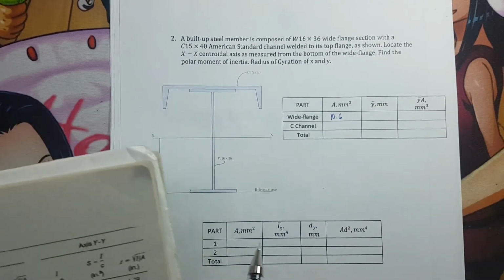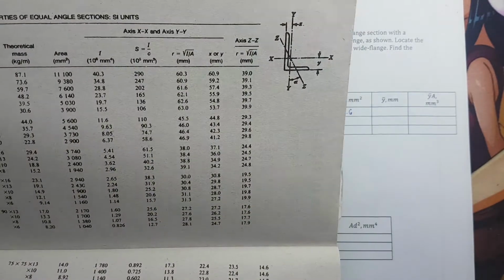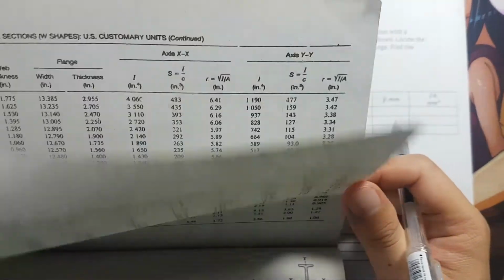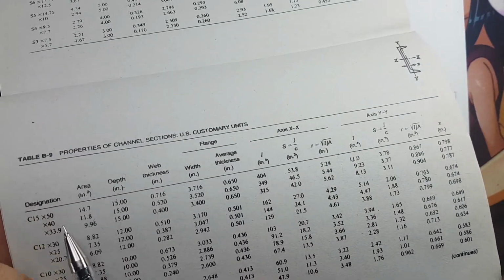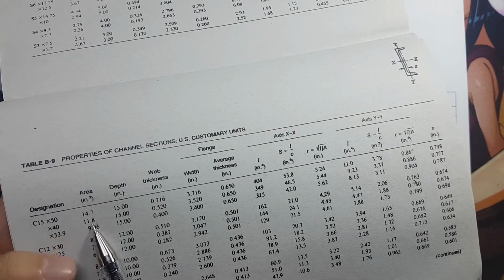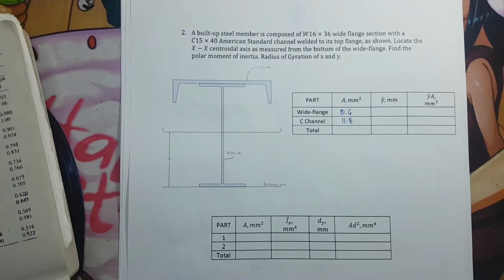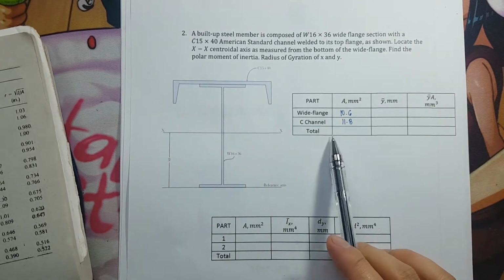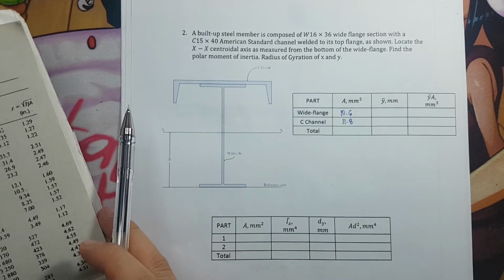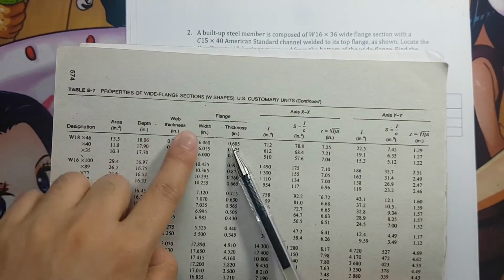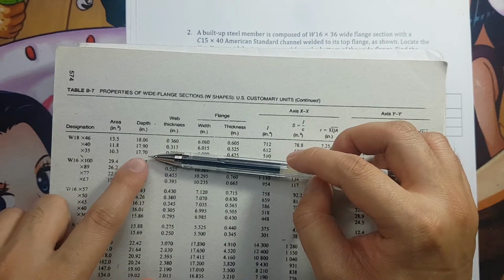Then for the C channel, we have C15 by 40. Let's try to search here. Okay, so we have here C15 by 40, and the area is 11.8. So we need to determine the y bar with respect to the bottom. Okay, so for the W16 by 36, the depth of the web is 17.70.